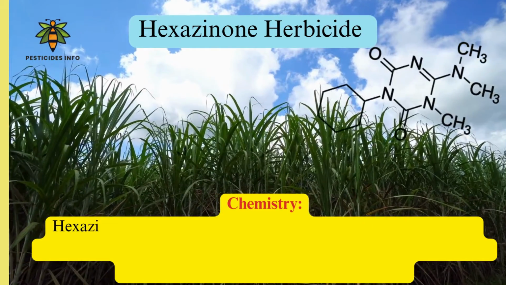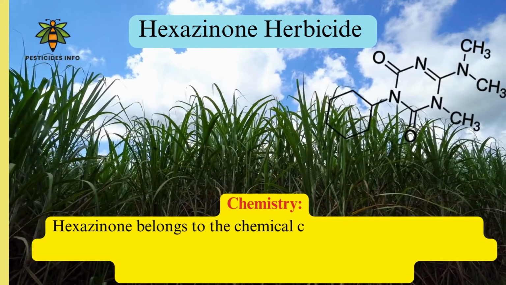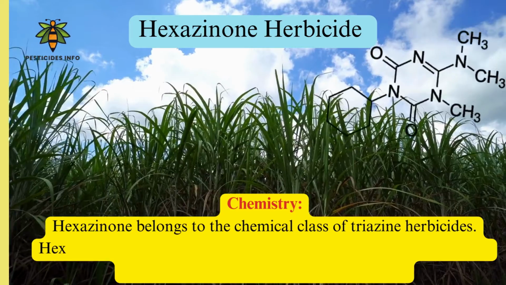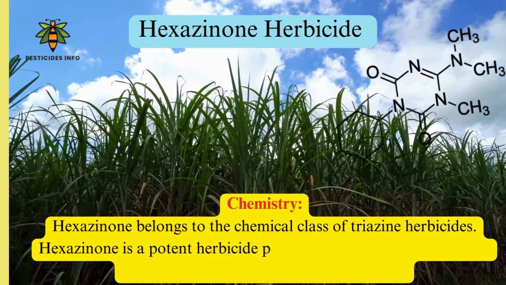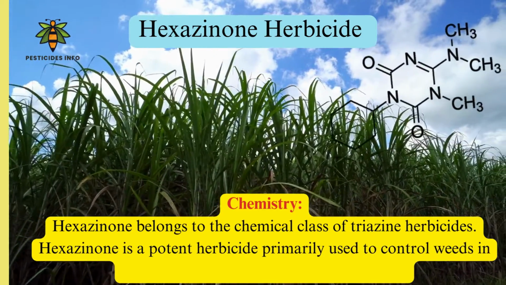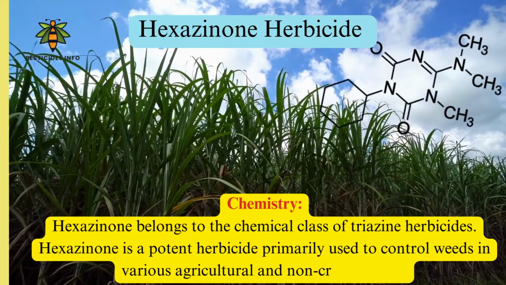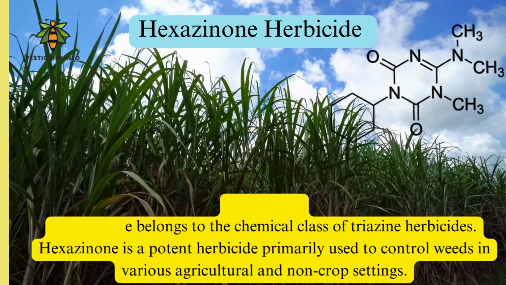Chemistry. Hexazinone belongs to the chemical class of triazine herbicides. Hexazinone is a potent herbicide primarily used to control weeds in various agricultural and non-crop settings.